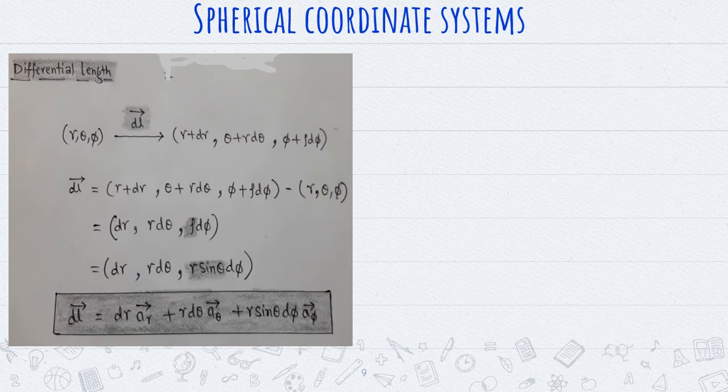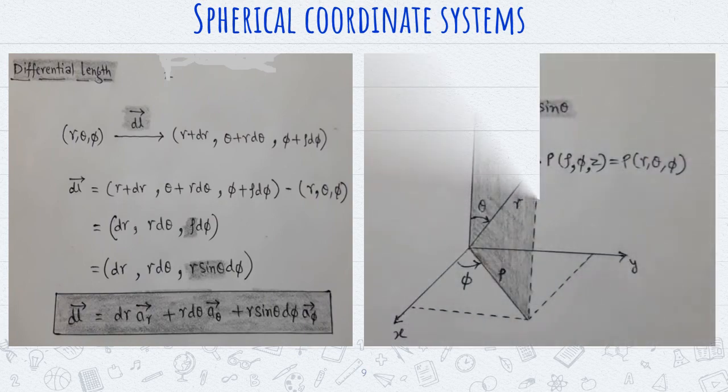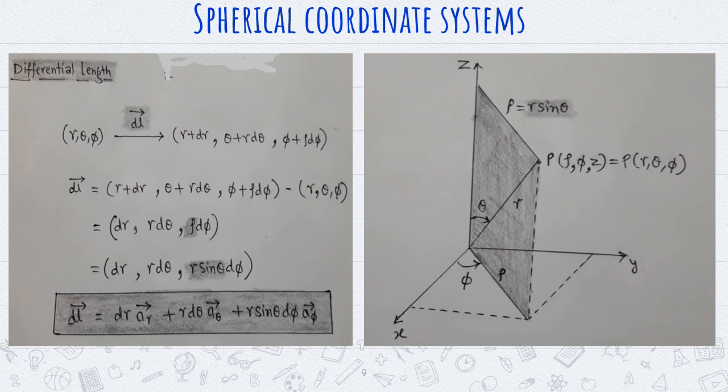Now, how does it change? The change is clearly explained in this diagram, which shows that rho is equal to r sine theta. How does it come? It is a very simple concept. From the origin to the point P, the distance is r.